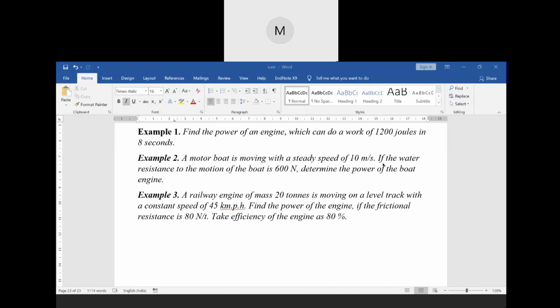Now there is a catch. In the last part there is one line, 80% efficiency. First of all you find out the power and tell me the answer. Then we will go to the efficiency part. Understood everyone? How it is done?